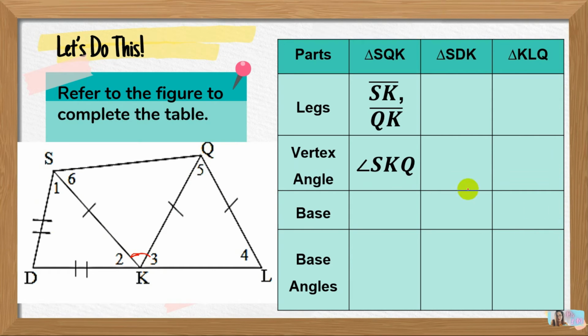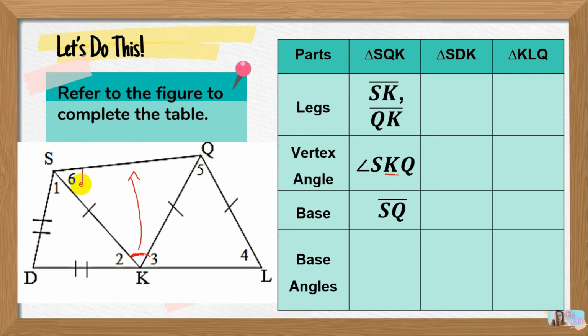As long as the K is in the middle, this is the angle being referred to: from S to K to Q. So, that is the only angle being referred to there. Now, for the base, when we say base, it is the opposite of the vertex angle. So, the side opposite the vertex angle here on our first triangle is the side SQ or QS. Then, the base angles are the included angles of the base and the legs.